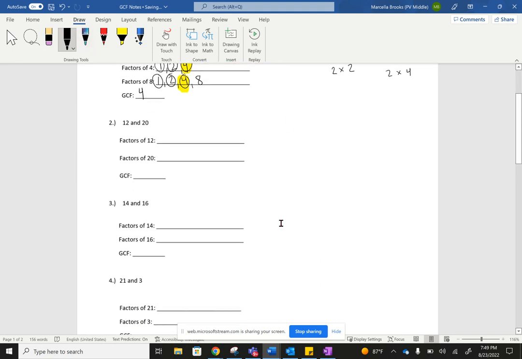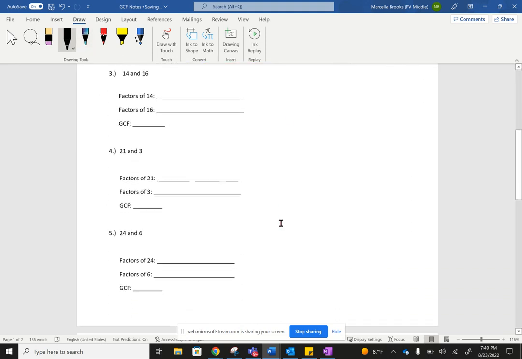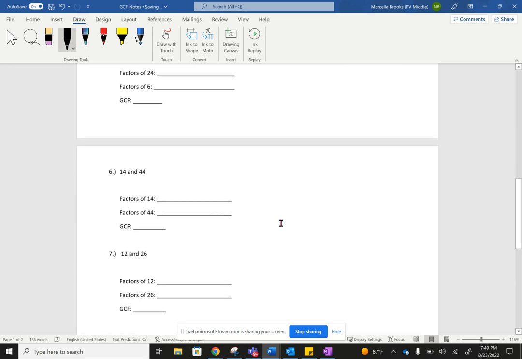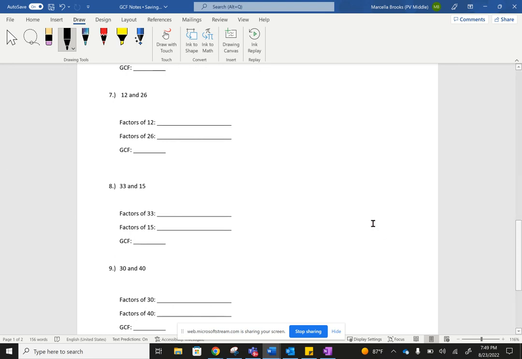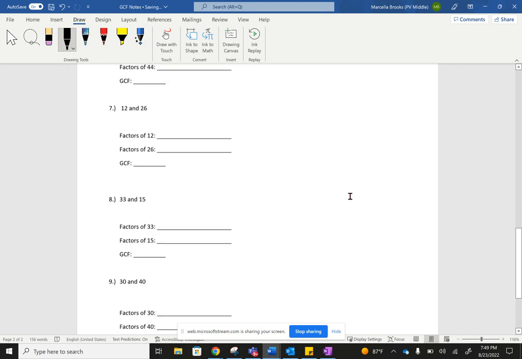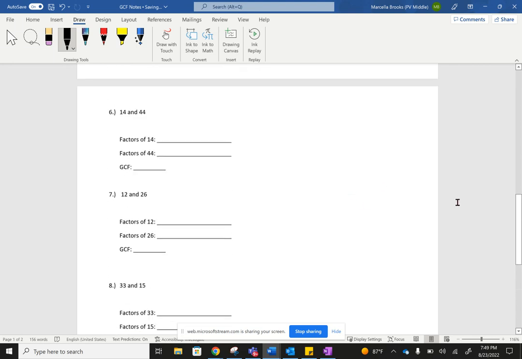Okay, I'll do one more. Which one's kind of hard? Let's do 14 and 44. So let's do number 6. This is on the back. 14 and 44. So we have 14 and we have 44.